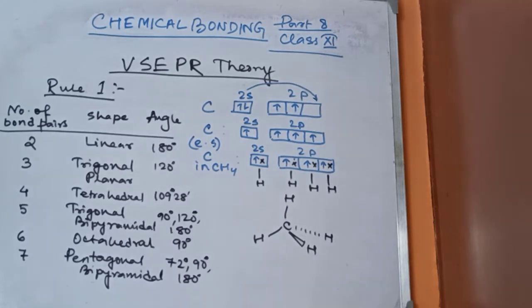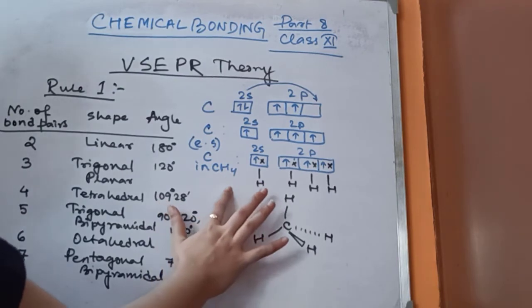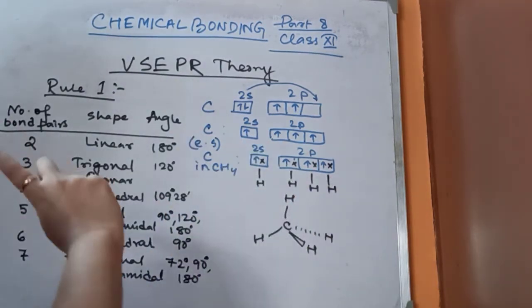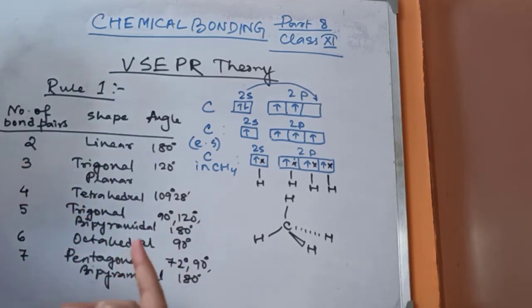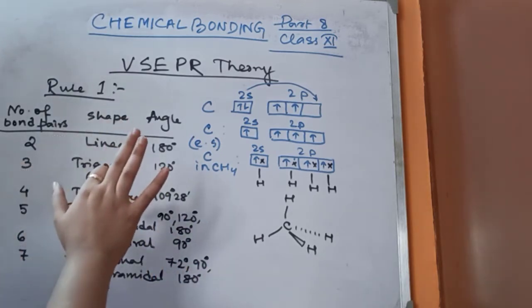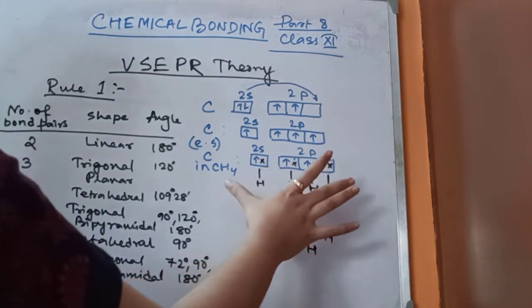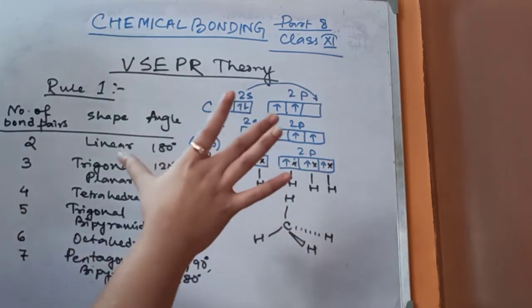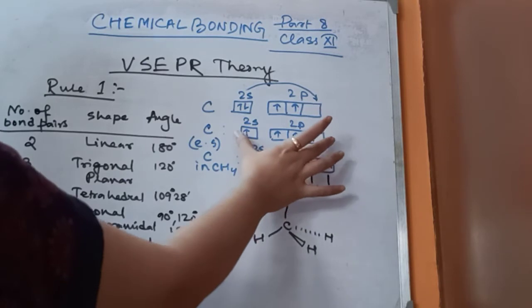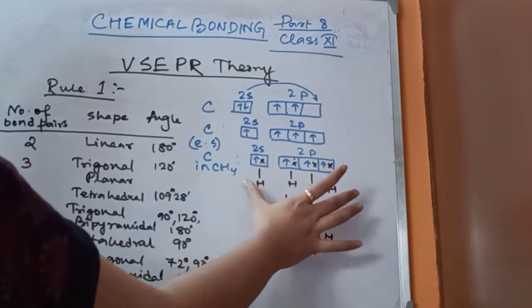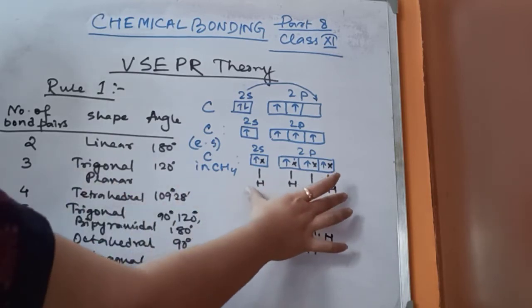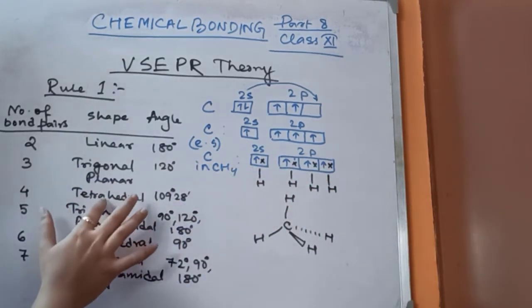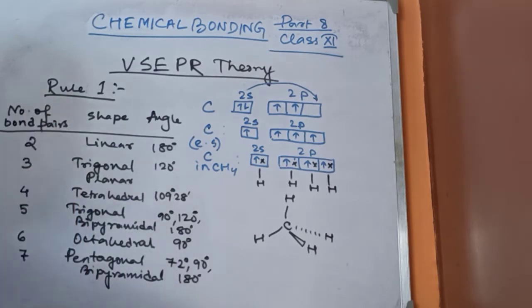Now I need to explain another thing. See, in methane all are bond pairs. This was rule number 1, that the shapes depend on the valence shell electron pairs. The valence shell electron pairs are determining the shape, because with the help of the number of bond pairs, you are getting the shape of the molecule.